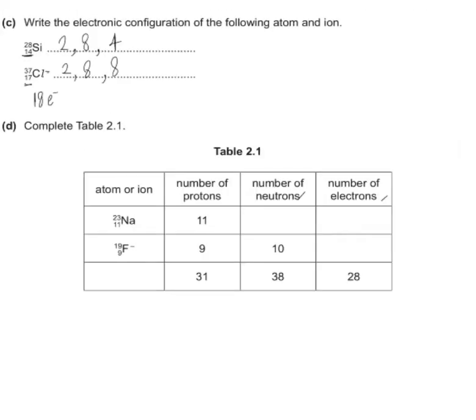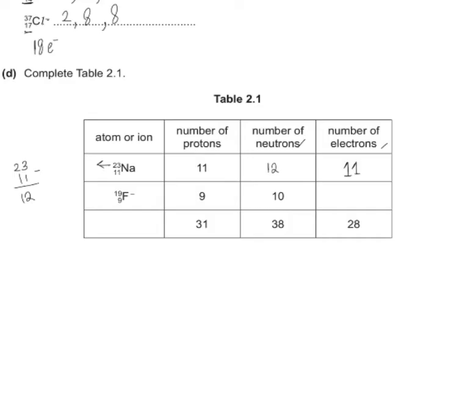Calculate the number of neutrons and electrons. Since this is a neutral atom, the number of electrons and protons are going to be the same, 11. Number of neutrons, 23 minus 11, that means we have 12 neutrons. 9 minus 1, this has an extra electron, so 9 plus 1, that makes it 10 electrons.